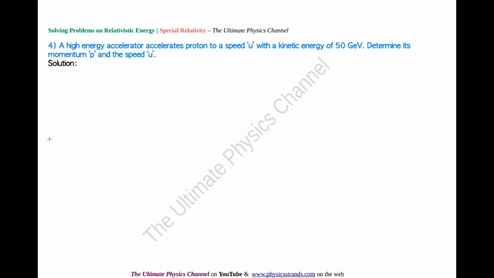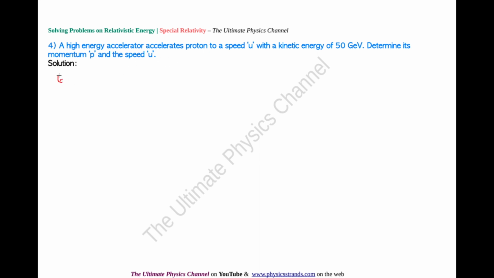That's the fourth problem. A high energy accelerator accelerates a proton to a speed u with a kinetic energy of 50 giga electron volt. Determine its momentum and speed. So we have two parts. First we find the momentum and then the speed. So first, the high energy accelerator is accelerating the particle.